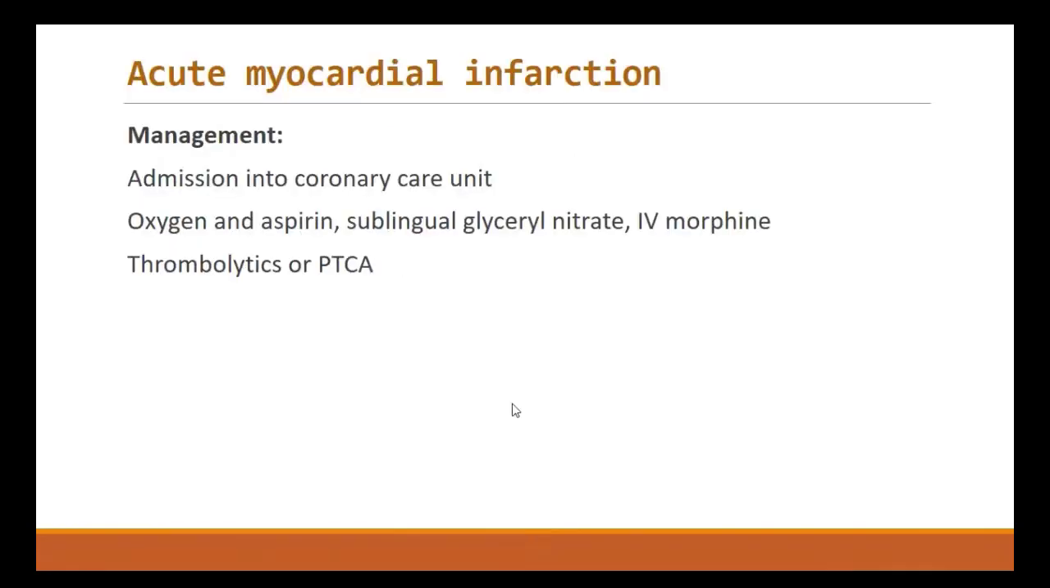Make sense? Now, how do you manage? First of all, you admit the patient into coronary care unit because you will need regular monitoring. Oxygen should be given. Aspirin could be given. Sublingual glyceryl nitrate. Usually the pain of myocardial infarction is very, very severe, so morphine can be given. The pain of myocardial infarction is described as impending doom. It's so severe, so morphine could be given. Glyceryl nitrate is a venodilator. It dilates the veins, so it reduces venous return, reduces the workload on the heart. So heart gets a bit of rest, okay?